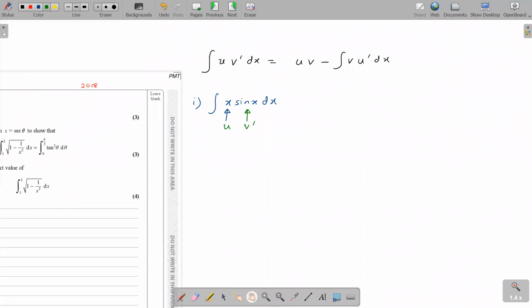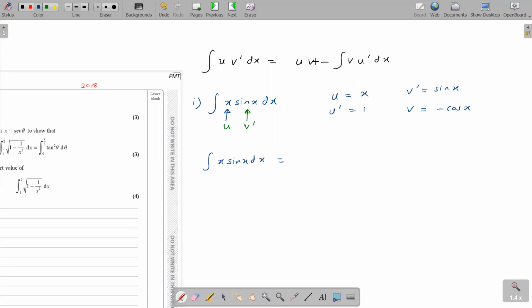And then u is x, u dash is 1, v dash is sin x. Can I know what is the integration of sin x? Sin x integration is negative cos x, isn't it? So shall we go for the integration of x sin x?